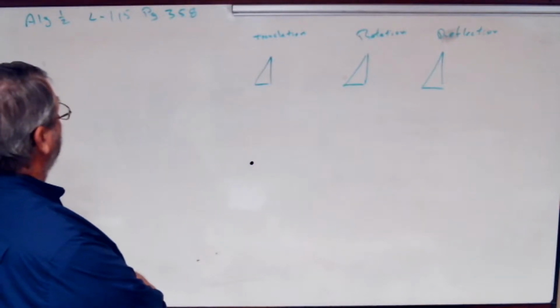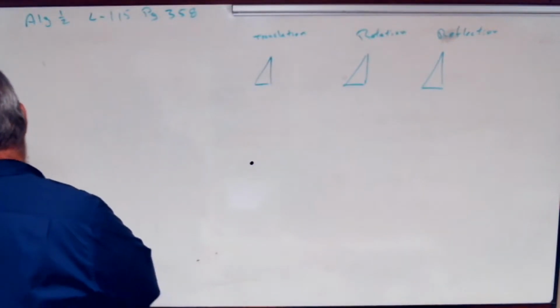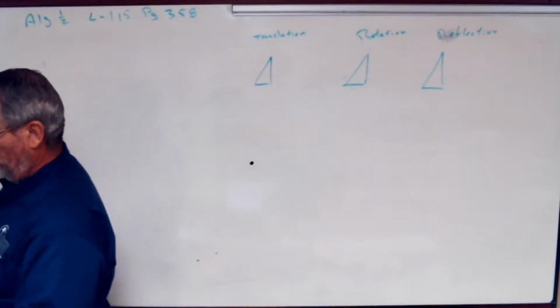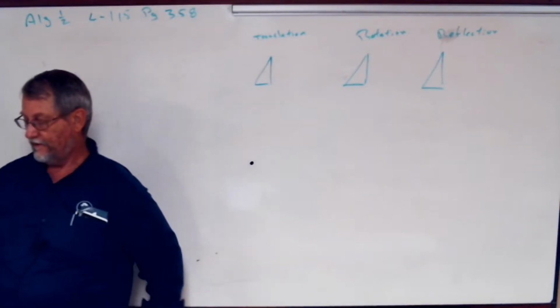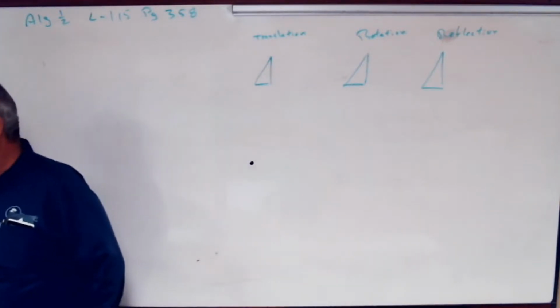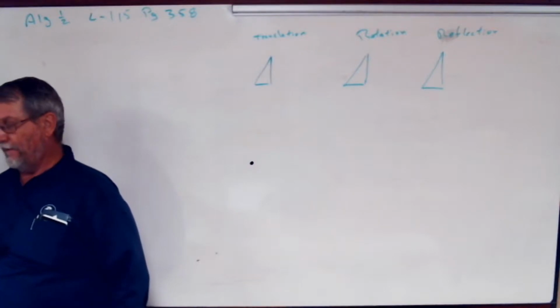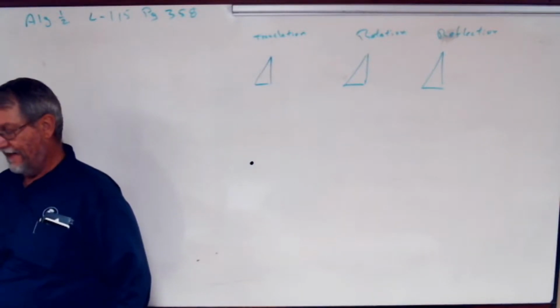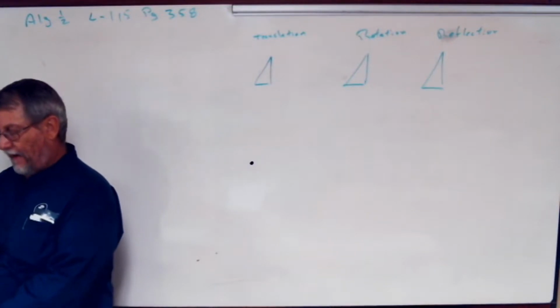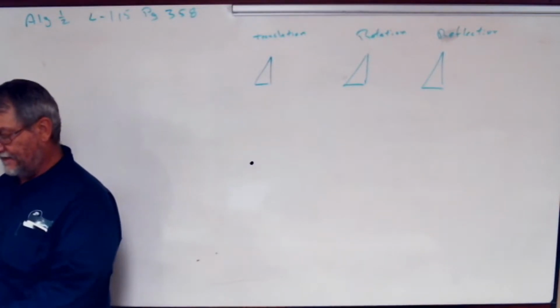Algebra half, lesson 115, page 358. Now there's a bunch of stuff on here. I am not going to draw on the board because I don't want to. You need to look at page 358, page 359 for me. Polygons. On page 358, and I think you all know this stuff to some degree.